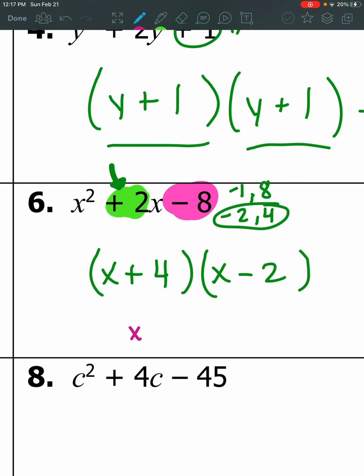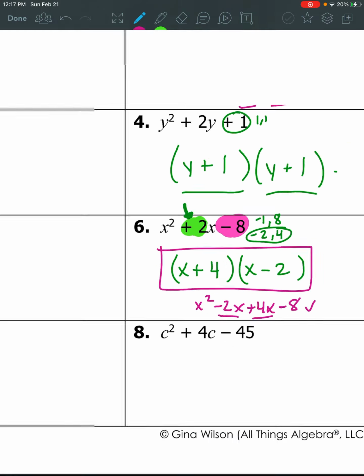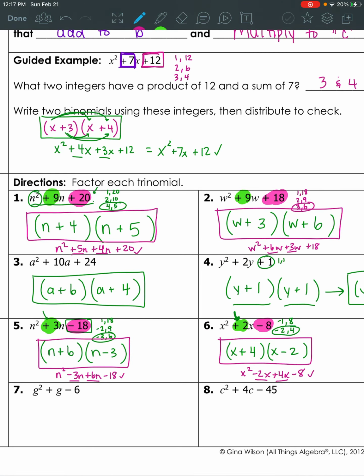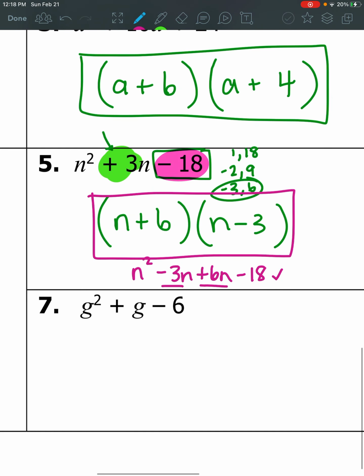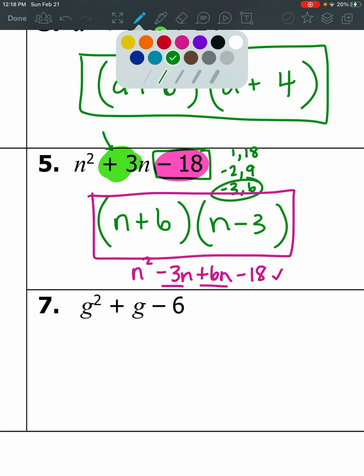And then check your work. X squared minus 2x plus 4x minus 8. Middle terms combine to plus 2x. So we know we're right. Again, try those last two examples on your own. It gets a little trickier now that we have a minus sign in there.